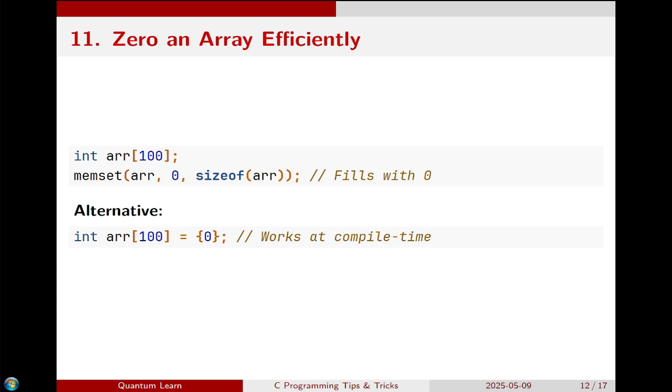Another method is at compile time, when you initialize the array, you declare it with value 0. This will initialize the entire array to 0.